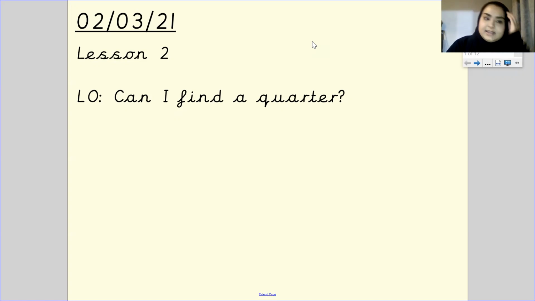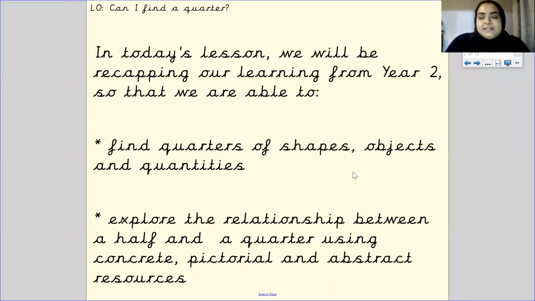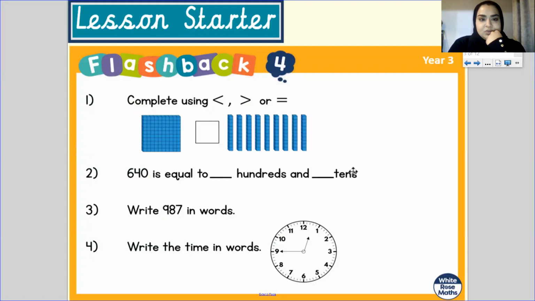So today is the 2nd of March 2021 and our learning objective today is can I find a quarter? Yesterday we looked at quarters, today we will be doing the same. In today's lesson we will be recapping our learning from year 2 so that we are able to find quarters of shapes, objects and quantities and explore the relationship between a half and a quarter using concrete, pictorial and abstract resources. So, as always, we are going to start off with a lesson starter.